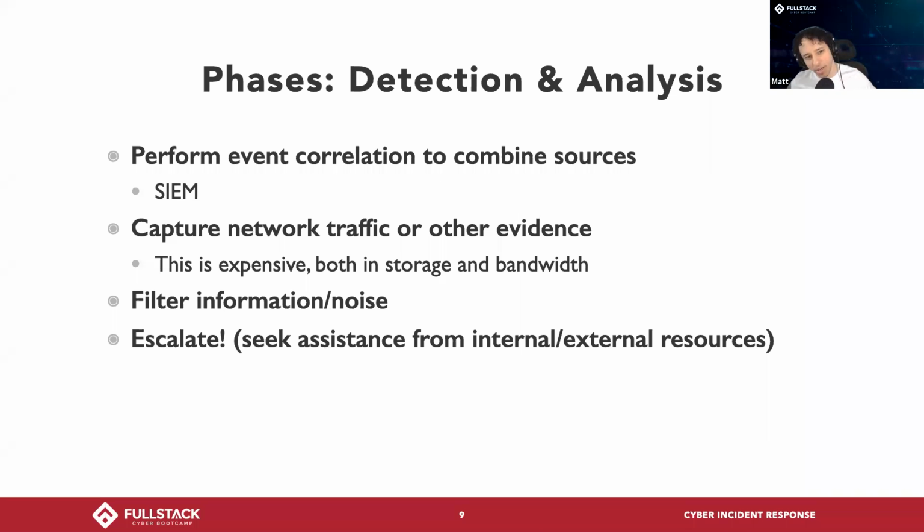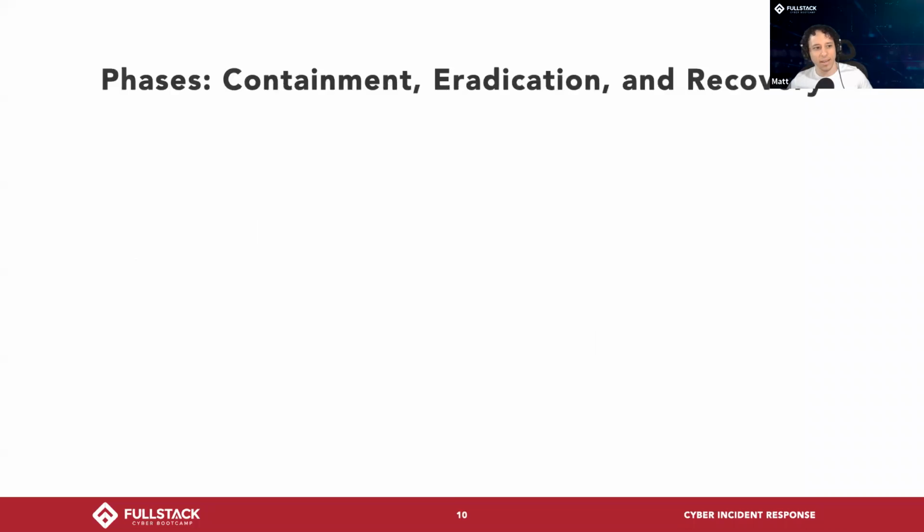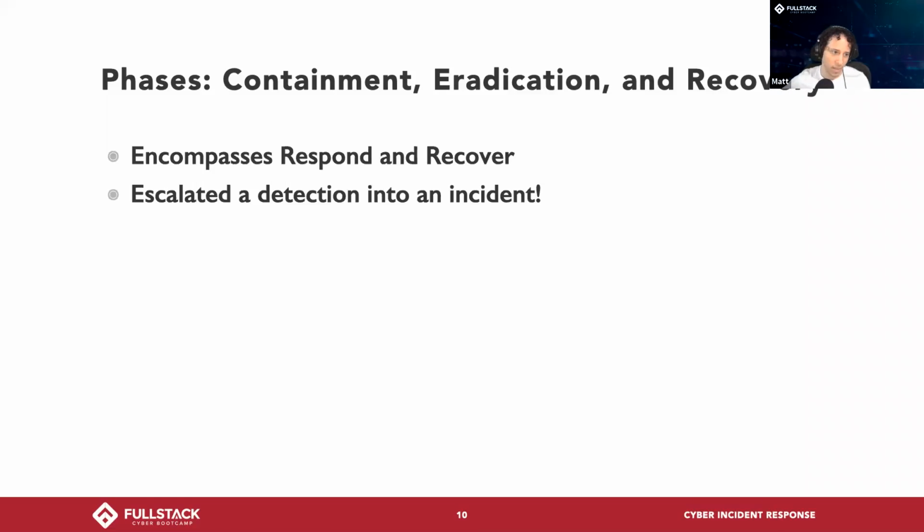We've done our detection. We're doing our analysis. We found something, right? It's this phase now, which covers a whole lot. It has containment, eradication, and recovery. This is the respond and recover part of the NIST framework. So what we want to do, it's respond and recover on the NIST framework. We've escalated our detection, we've confirmed and validated that this security event is actually a security incident. And now we have to act on it.